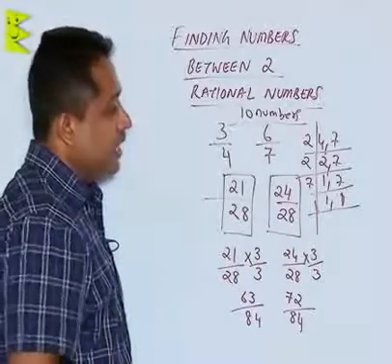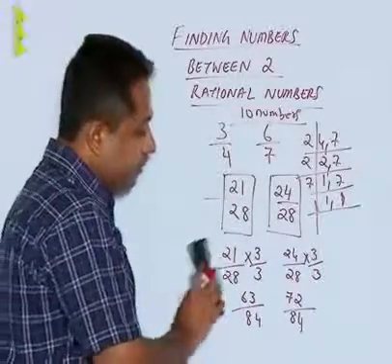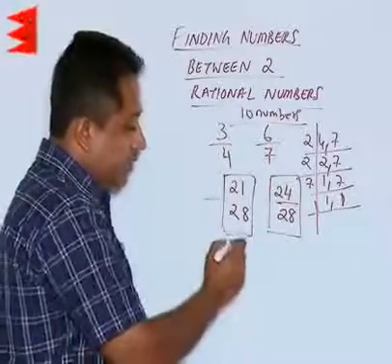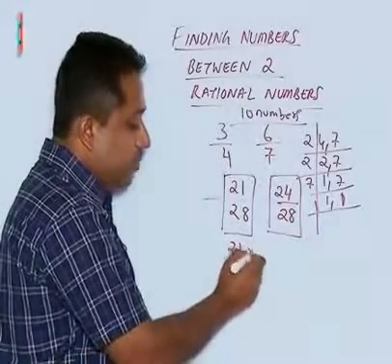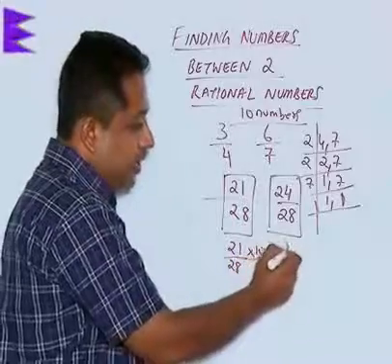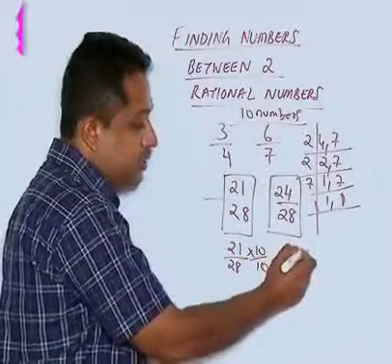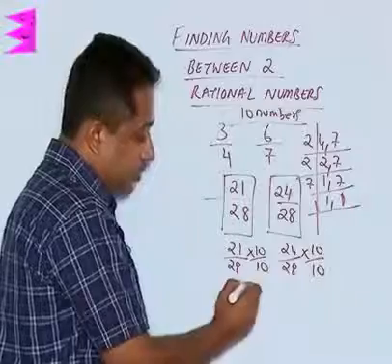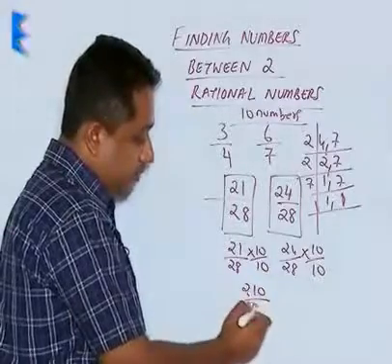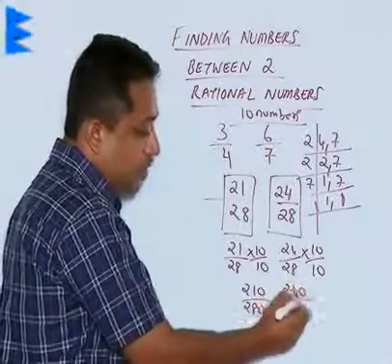So let's say we take a high value. Let's say 21 by 28. Let's multiply and divide by 10. And 24 by 28, let's multiply and divide by 10. So here we get 210 by 280. Here we get 240 by 280.